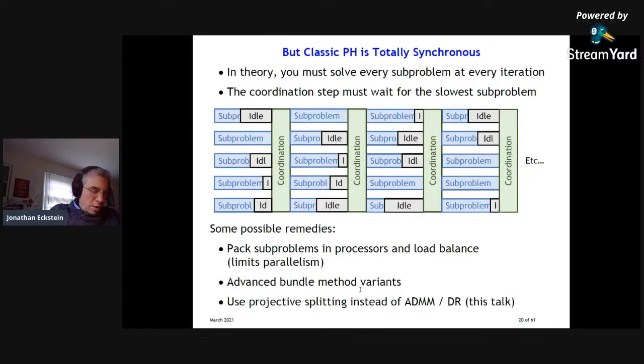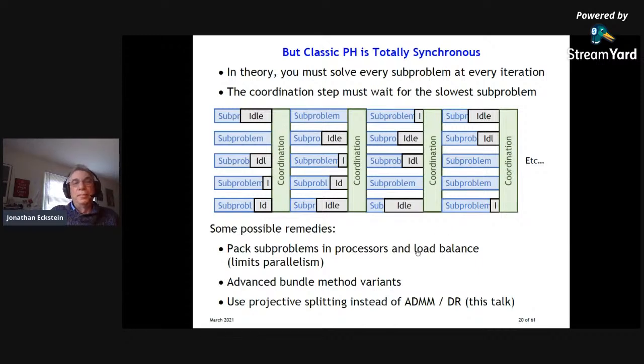Okay, so now let's see how we're doing. The issue with the classic progressive hedging algorithm is that it's completely synchronous. You have to solve every subproblem at every iteration. I have to recompute every scenario at every iteration, and the coordination step has to wait for the slowest one. Imagine a situation where solving these subproblems takes a significantly variable amount of time. Some of them get done earlier than others, and you just have all this idle time while you wait. You have to wait for the slowest one in order to coordinate.